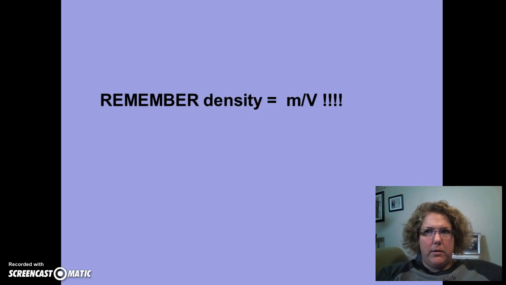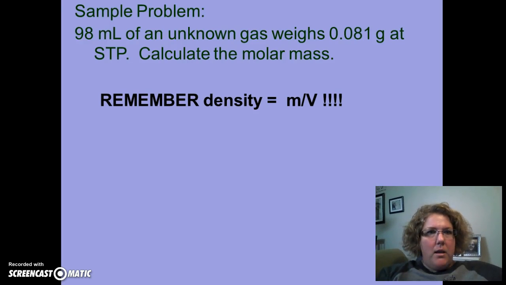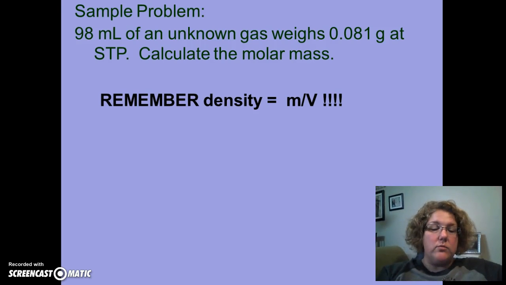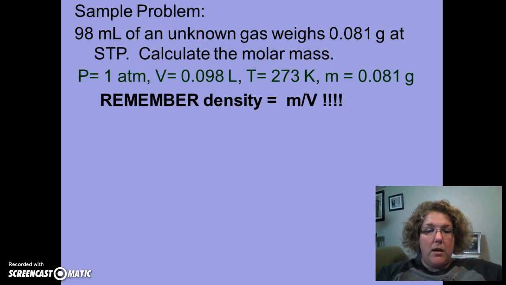All right, so remember, density is mass over volume. So here's a sample problem. 98 milliliters of an unknown gas weighs 0.081 grams at STP. Standard temperature and pressure, which is room pressure, but really cold. Calculate the molar mass. Well, remember density is mass over volume.